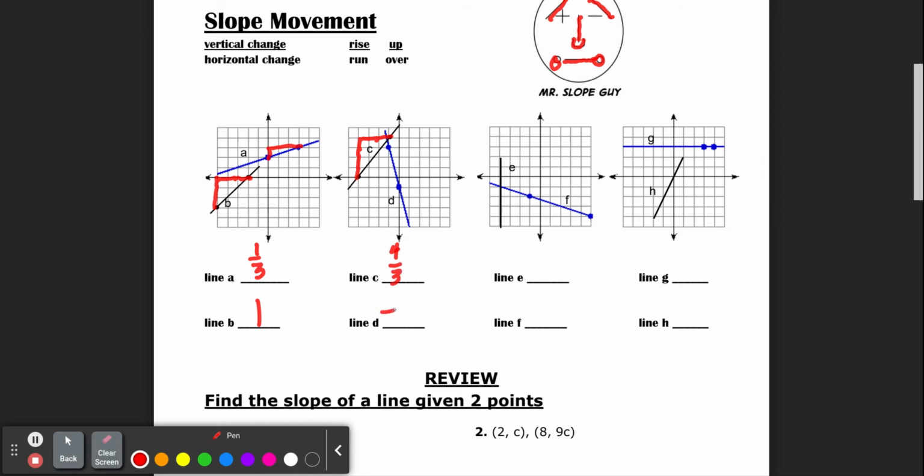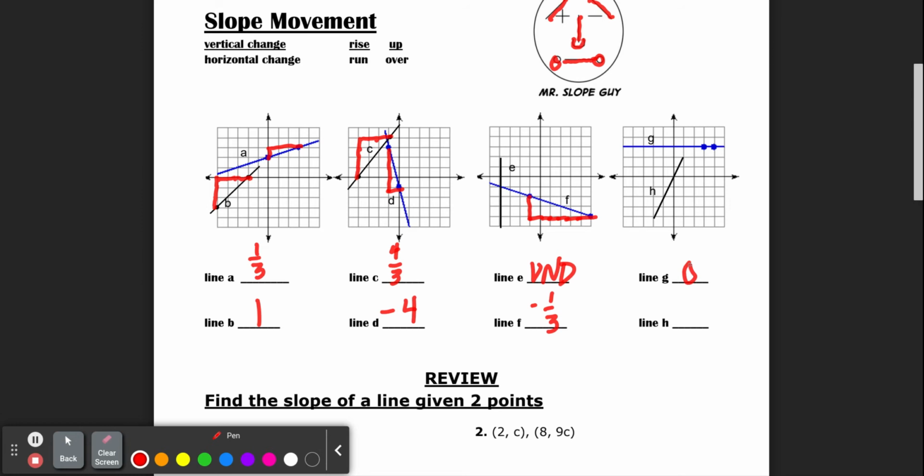Line D is negative. So I'm going to go ahead and put the negative sign there. So we're going to go down 1, 2, 3, 4. And when you go down, it's going to be negative. So that's -4 over +1, which is a -4. Line E, vertical line is undefined. Line F, I'm going to go down 2. So that's -2 over 1, 2, 3, 4, 5, 6. -2 over 6 is -1/3. Line G, horizontal, is 0.